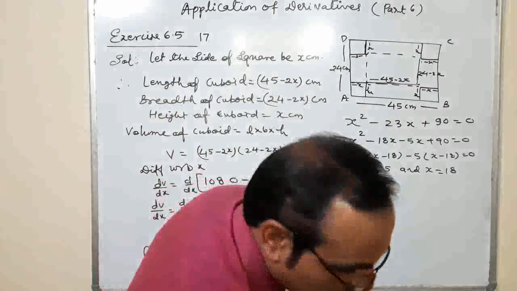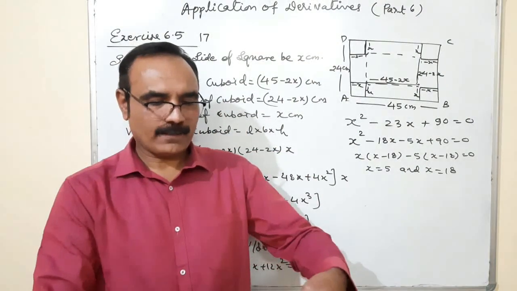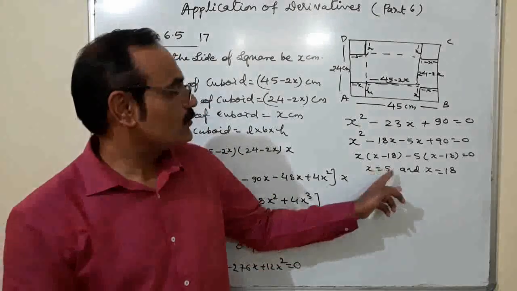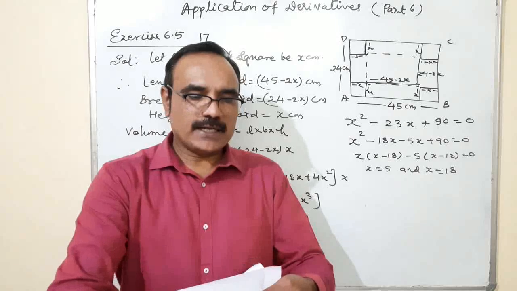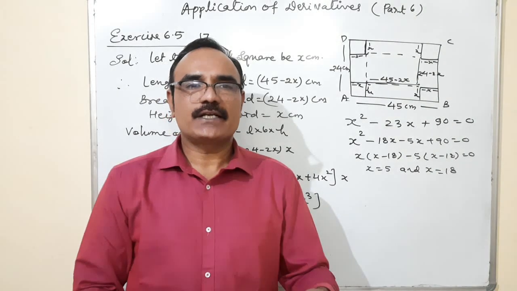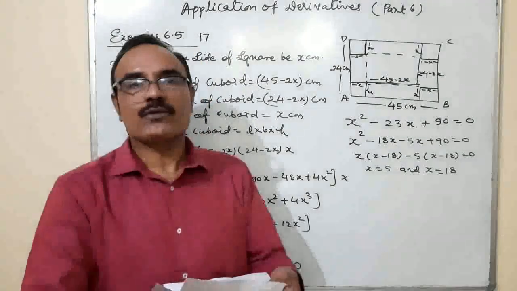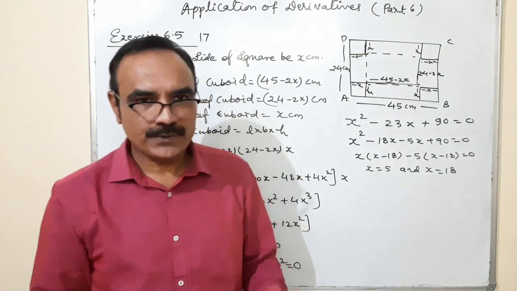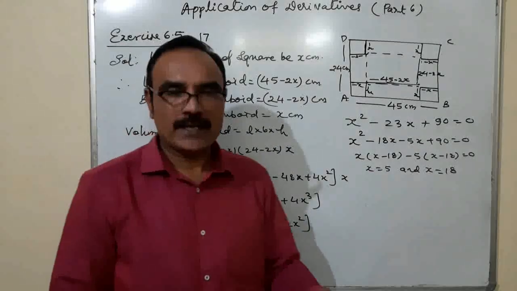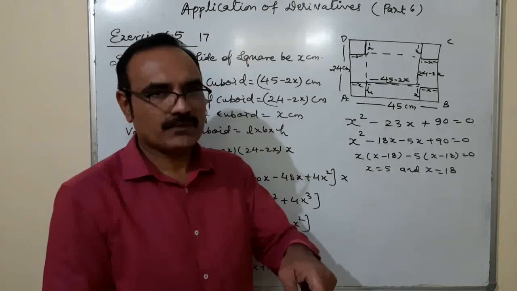You know how it is not possible? Look at this. X is equal to 5 and x is equal to 18. Suppose x is equal to 18. So this side it is 18 plus 18, 36. And what is the total breadth of this? It is 24. 24 minus 36. Answer is coming in the negative, which is not possible. So the answer x is equal to 5. 5 plus 5, 10. And 24 minus 10, it is coming 14.